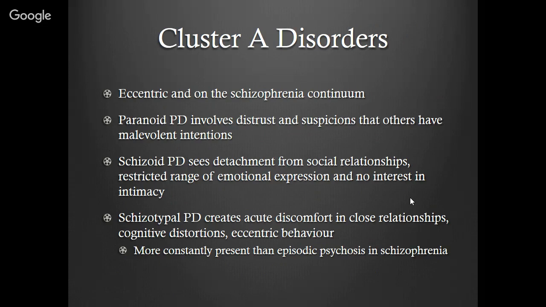Paranoid is exactly what it sounds like, people are paranoid. Schizoid is where people don't really have any interest in relationships. They're not all about it. They don't have much emotion to show. And schizotypal is where people seem quite uncomfortable and can have issues with cognition in terms of interpreting things correctly and seeing things for what they are. And it's worth noting that that's more of a constant baseline of being a bit off, as opposed to schizophrenia, which kind of spikes every now and then.